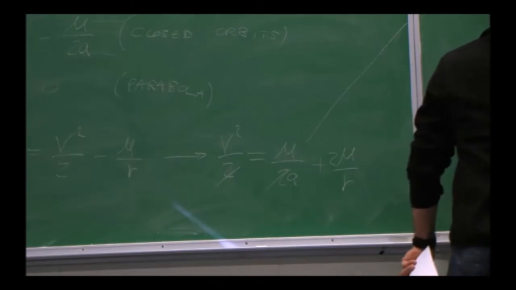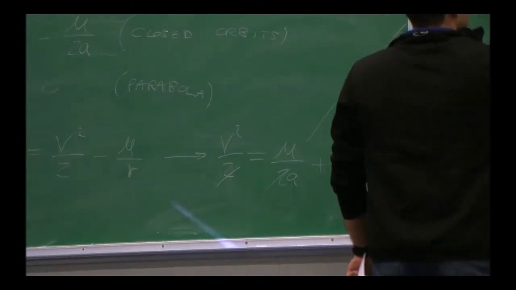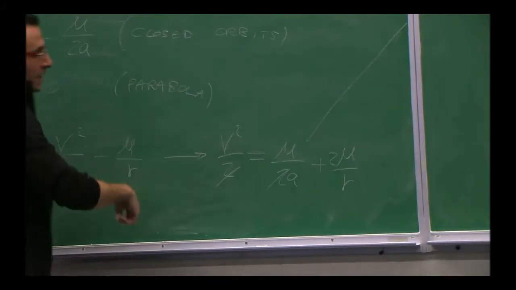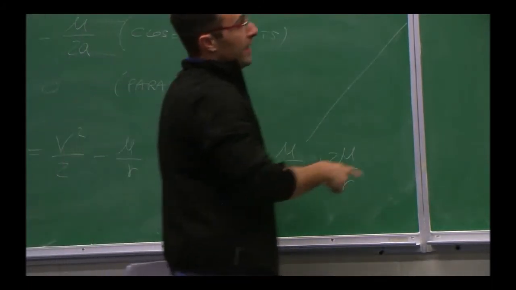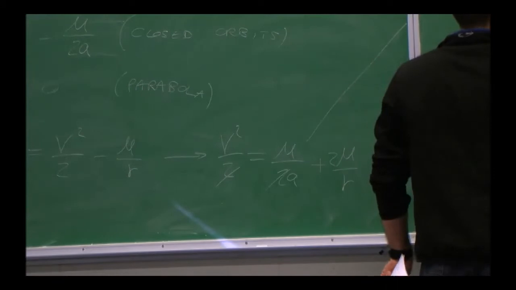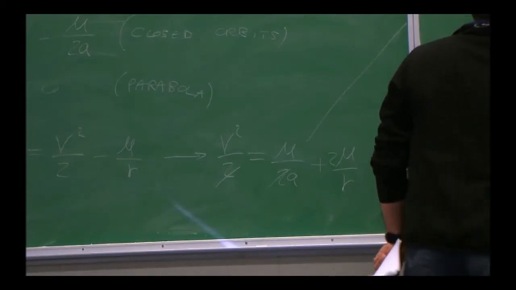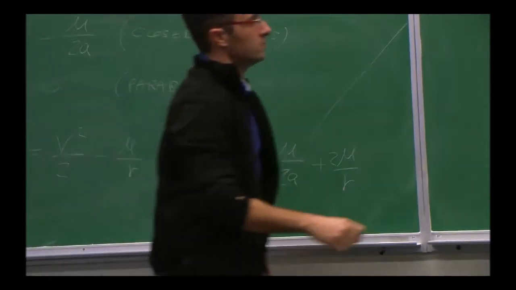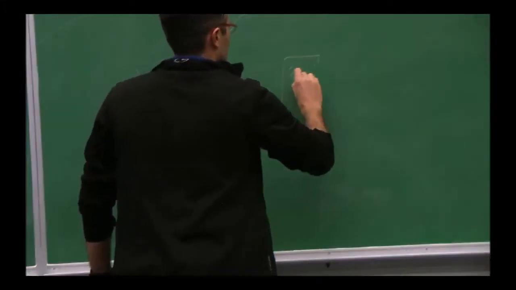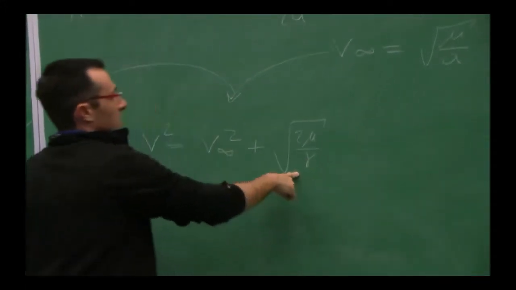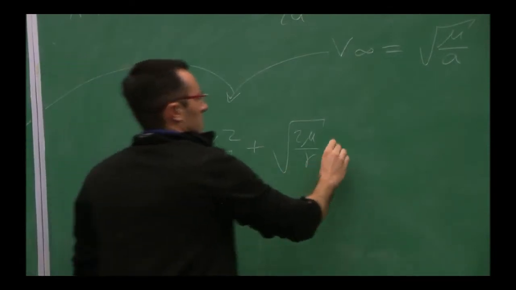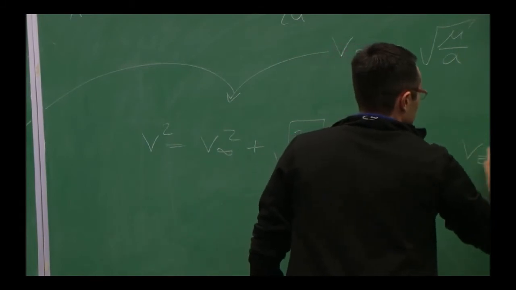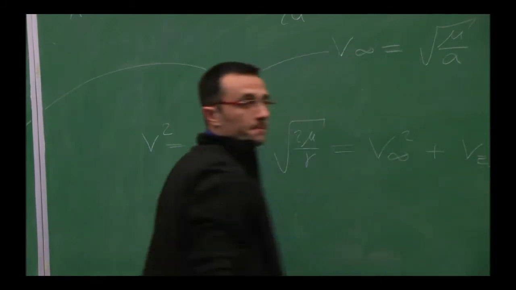Let's use these two together. I get the velocity squared at a generic point, because here I have a generic r, right? It's equal to the square root of mu over a, but that's v infinity squared, plus the square root of this. We've just computed this, right? So this is v infinity squared plus v escape squared.